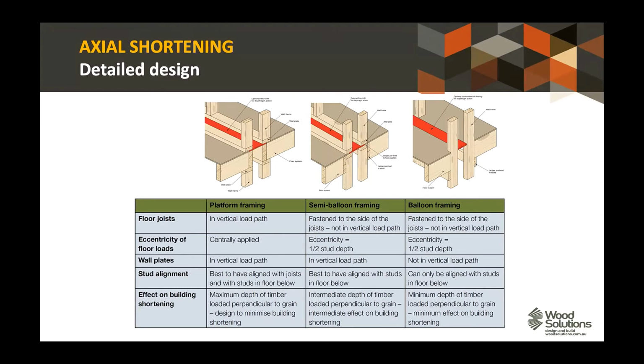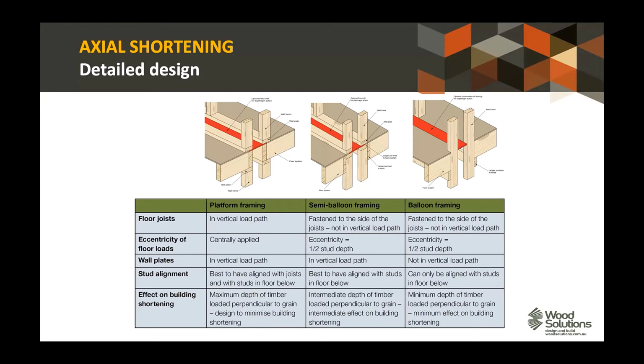So for platform framing, for example, we have our stud walls, the floor cassettes get dropped on top, and then the next wall gets dropped on top of that. We have 2 wall plates and an entire floor cassette at each system loaded across the grain. I'm going to talk more about axial shortening in a second, but I just want to tie this back to our decisions on stud optimization.